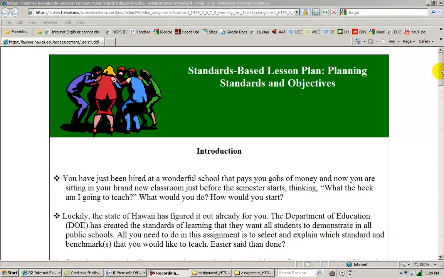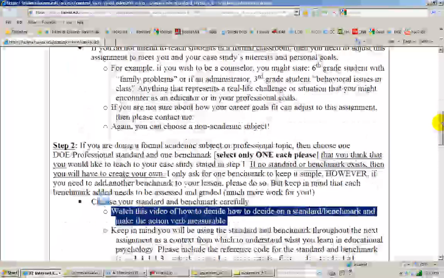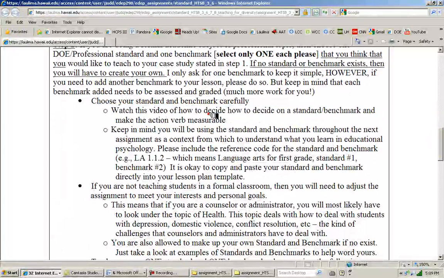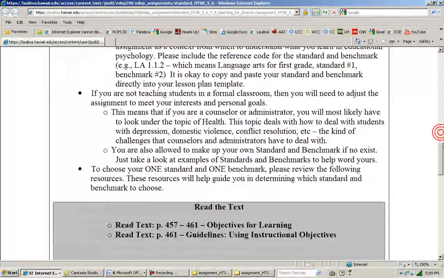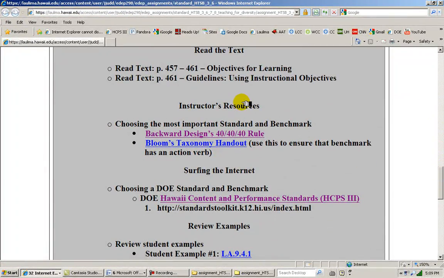You just clicked on a video that's going to help you decide on what standard or topic or objective you'll want to do for your standards-based lesson plan, and then also how to make it measurable. So you clicked on this link right here, and the way we do that is we're going to have to scroll down to the instructor's resources, and we have to look at two handouts.